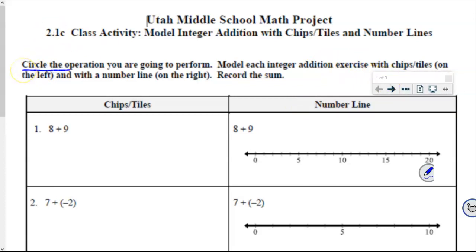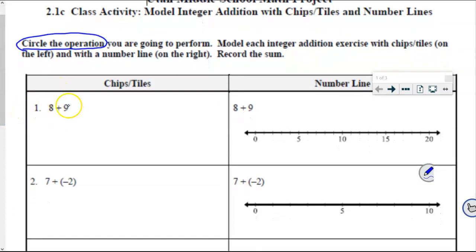We're going to start by circling the operation, which right now might seem like a very unnecessary step because every time we're just adding. But if we build this habit now, then when we start introducing subtraction, it'll be easier to catch when we're subtracting versus when we're adding. So circle the operation. There it is. We're going to be adding in this problem. Maybe I'll even leave myself a little note that we are adding.